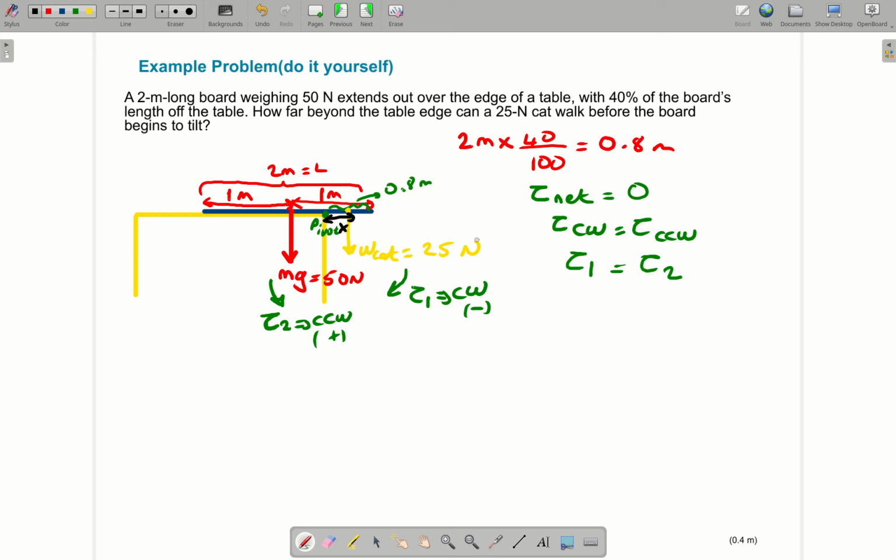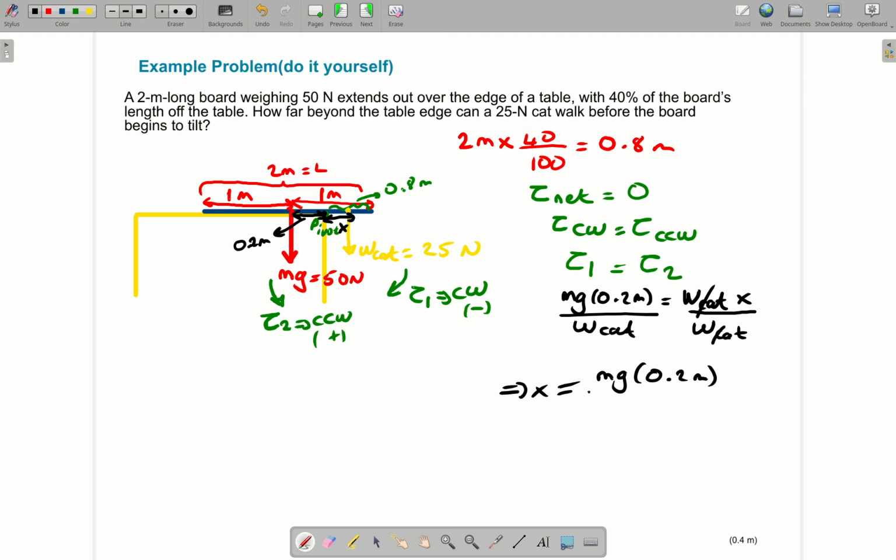I don't know that distance. I know the weight of the cat, and I can find the distance of the weight of the board to here. I know it's in the center, 1 meter here. This green part I calculated as 0.8, so the distance of mg to the pivot point is 0.2 meters. So I'm going to write down mg times 0.2 meters is equal to the weight of the cat times x. I don't know that x, and I will solve for x by dividing each side by the weight of the cat. So x is equal to mg times 0.2 meters divided by the weight of the cat.